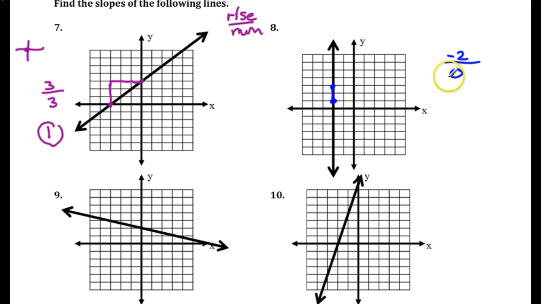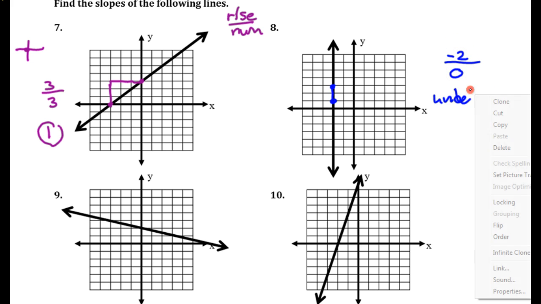Alright, now this fraction, okay, if you do that in your calculator, negative 2 divided by 0, what's going to happen is your calculator is going to give you an error message. Not because you did anything wrong, but even the calculator cannot divide by 0. So, when the 0 is on the bottom of the fraction, that makes the slope undefined.